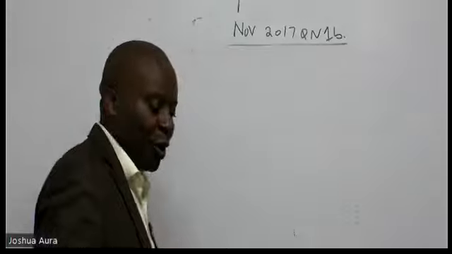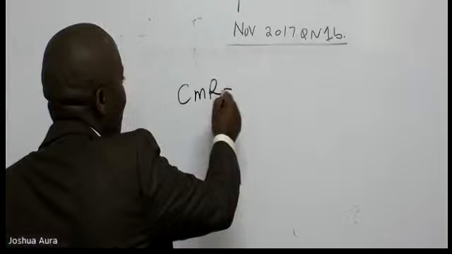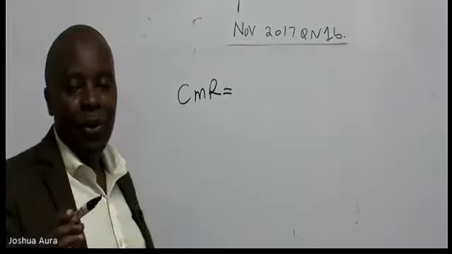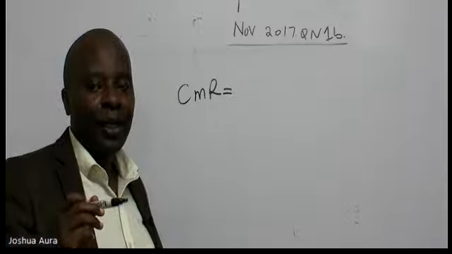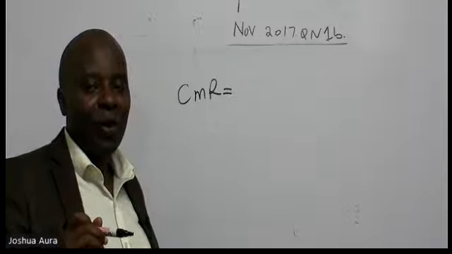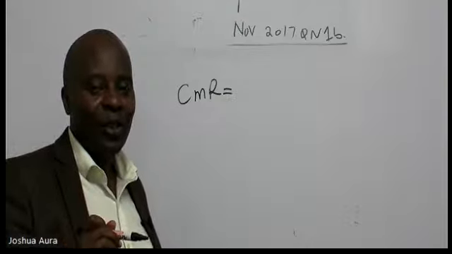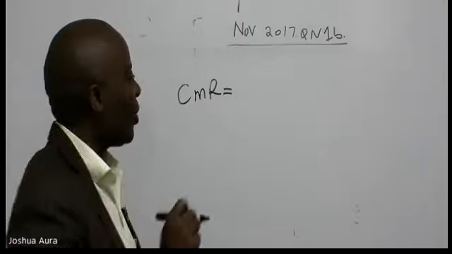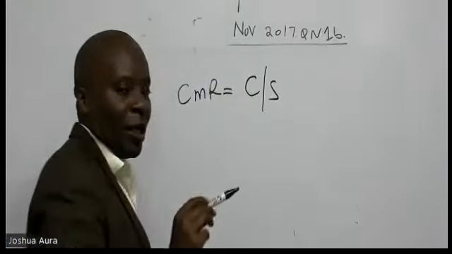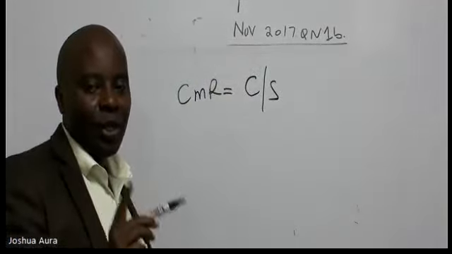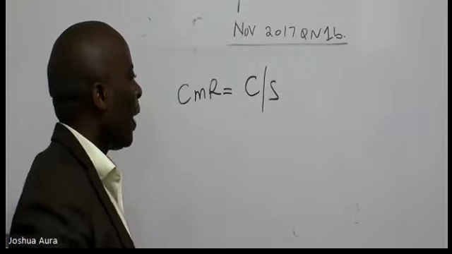What they wanted me to do in this question is to remember the formula of contribution margin ratio. Is there anybody who is able to remember the formula of contribution margin ratio? Remember, contribution margin ratio is also known as what here? C over S ratio. It is also known as C over S ratio, the contributions to sales ratio. And how do we get it?